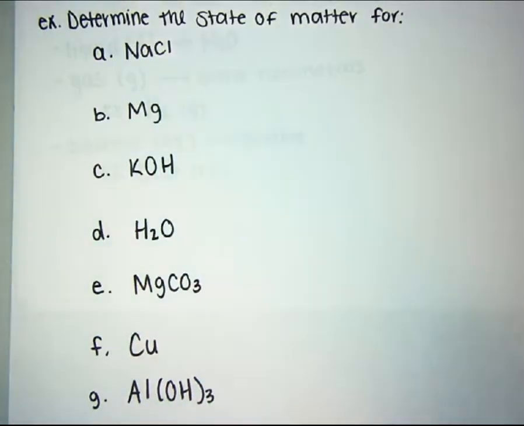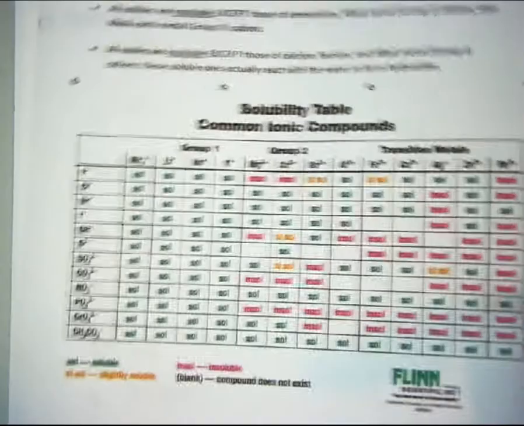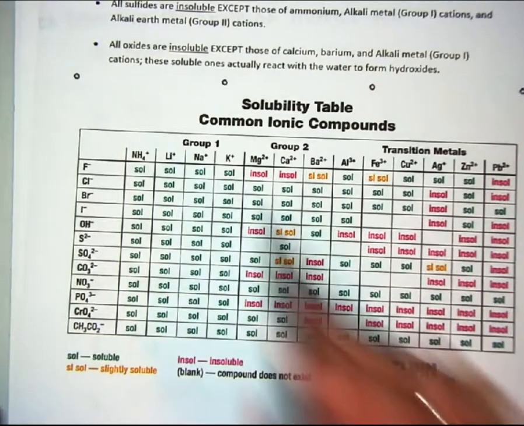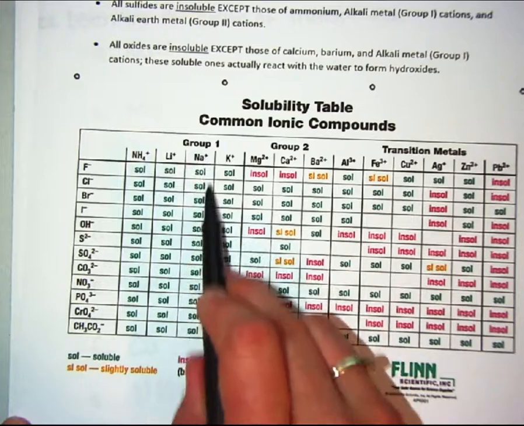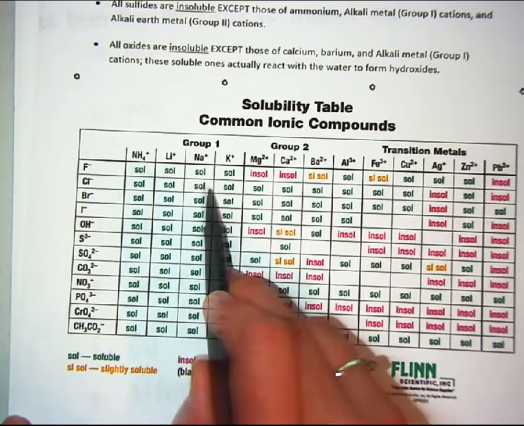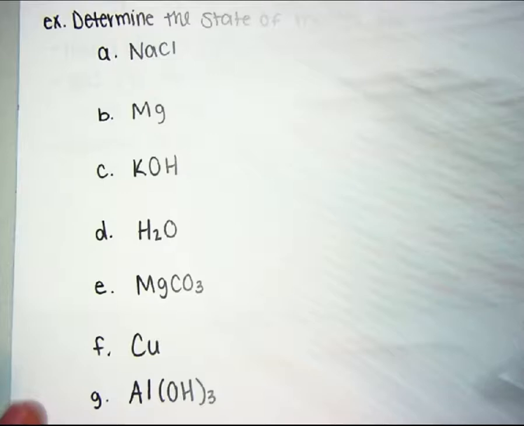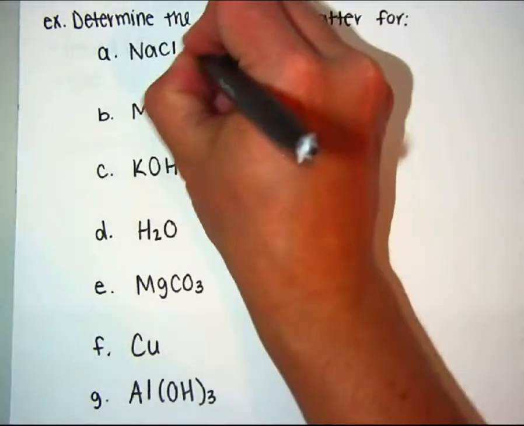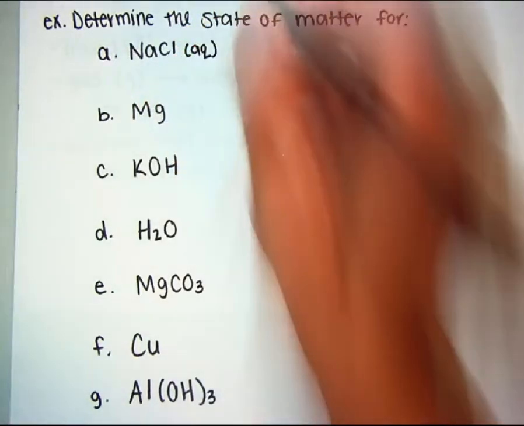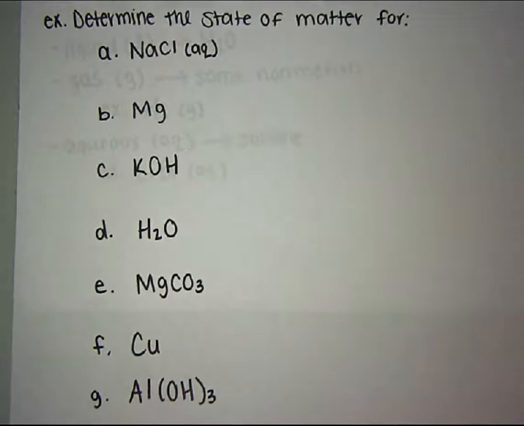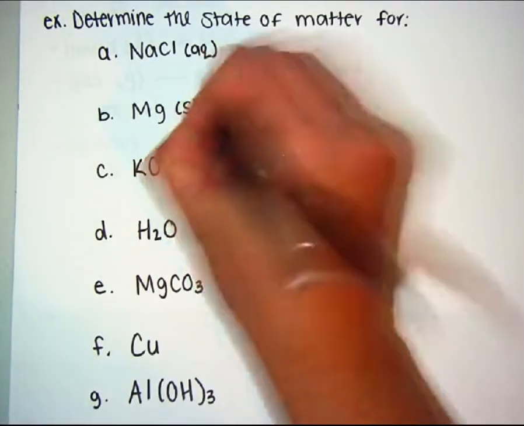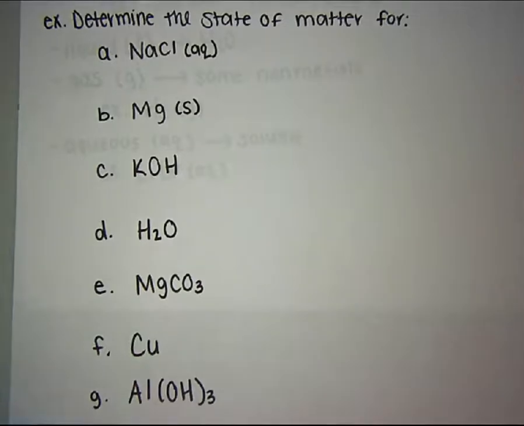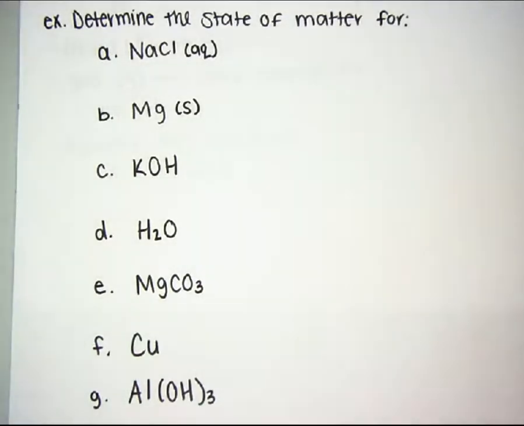Alright, first one, sodium chloride. Since it is an ionic compound, we can go to our ionic compound table. I'm going to find sodium, I'm going to find chloride, see where they intersect. Sodium chloride is soluble. So that means it is an aqueous solution. It gets an AQ. Magnesium. Magnesium is a metal. Metals at room temperatures are solids. Potassium hydroxide.